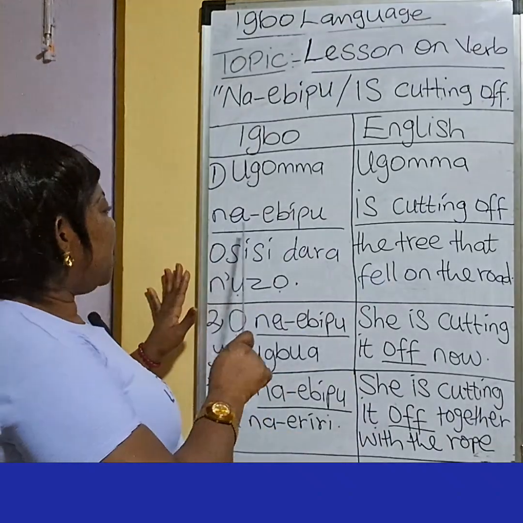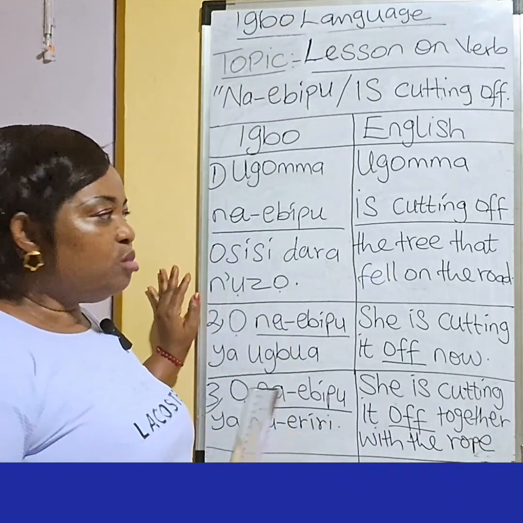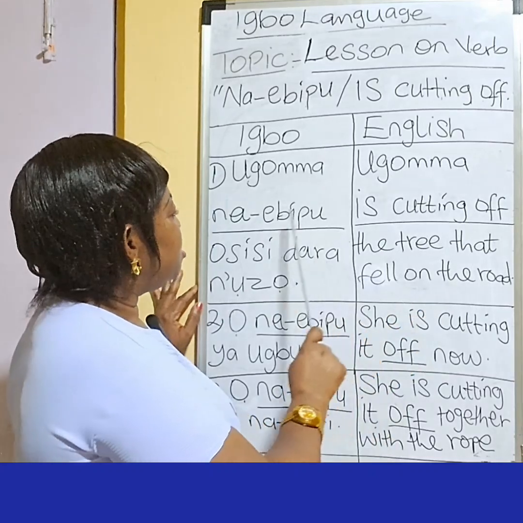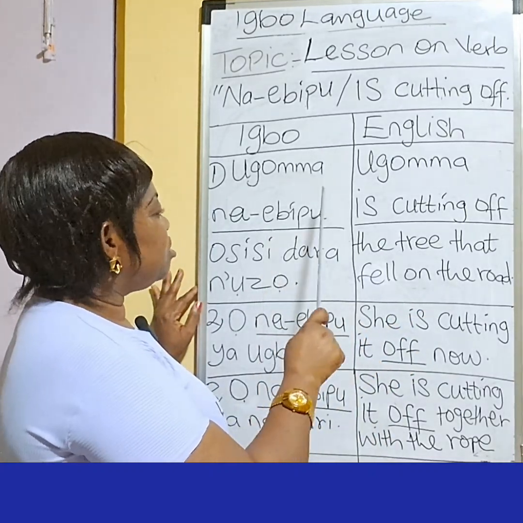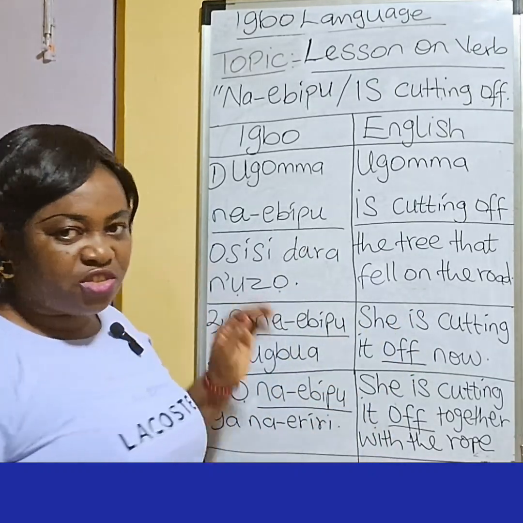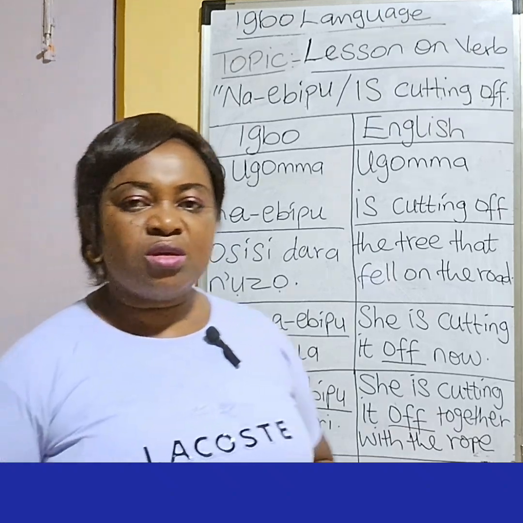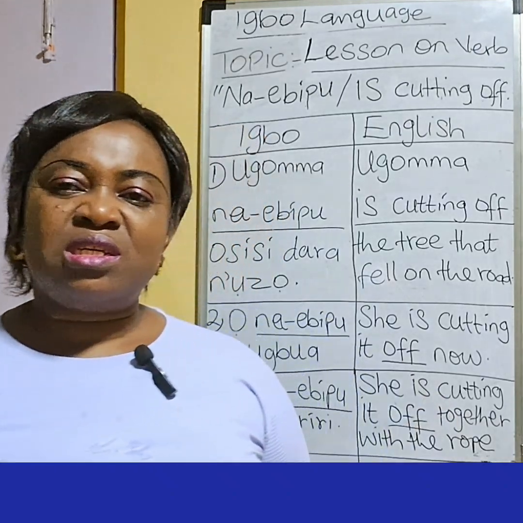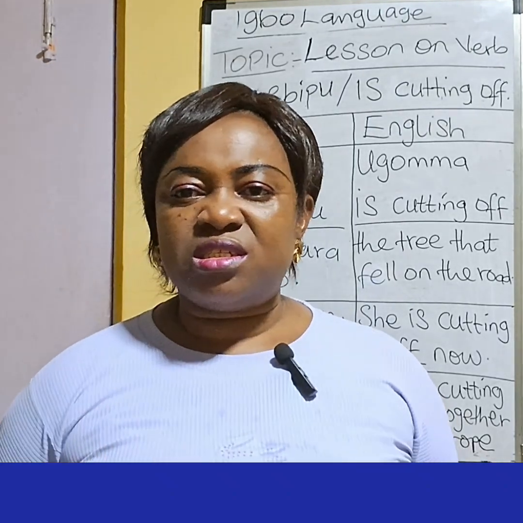So, na ebipu is our verb, meaning is cutting off. That is why we underline it, both in Igbo and in English. So you can use one thing and make all your sentences.